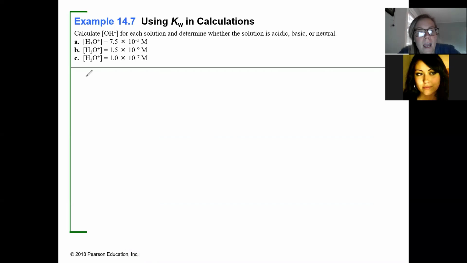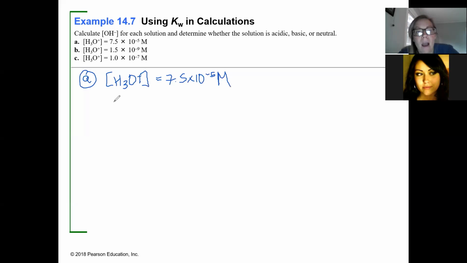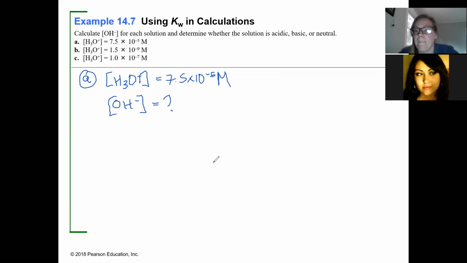So for A here, I've got an H3O plus concentration that is equal to 7.5 times 10 to the negative 5th, big M, molarity is big M. I want to figure out what my OH is. Well, I know my KW constant. KW is equal to H3O plus times my OH minus. And remember, H3O plus is talking about an acidic thing. This is talking about a basic thing.